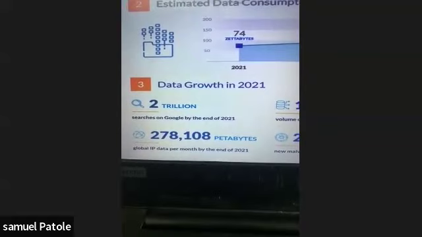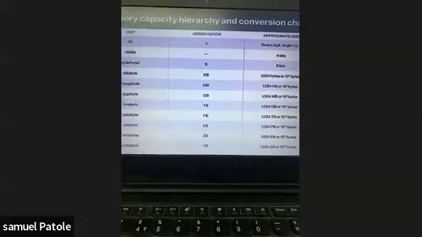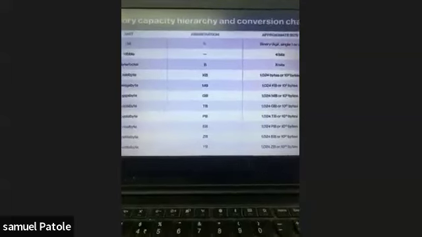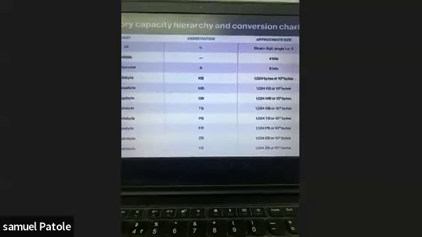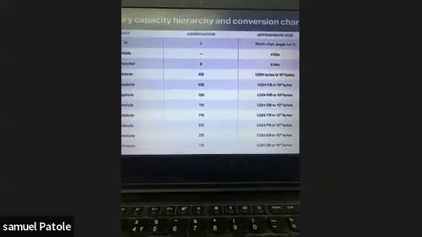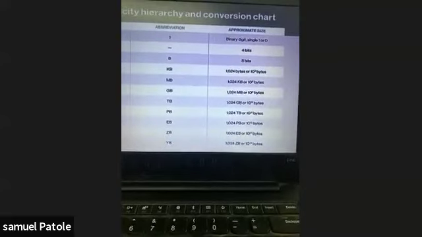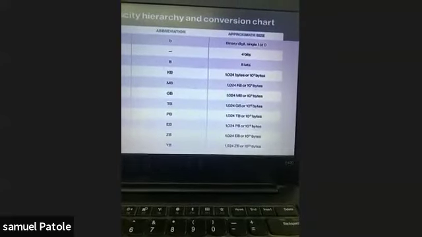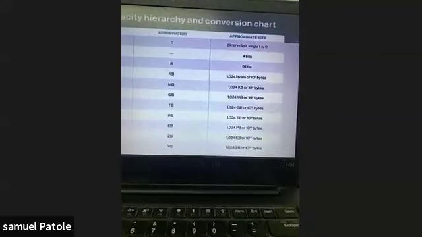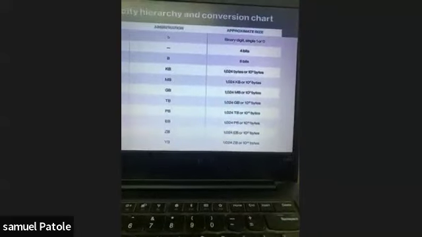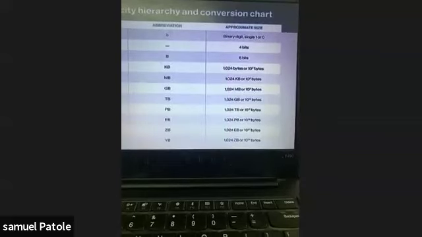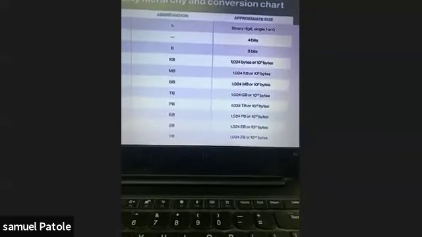But what kind of data? A byte is the unit of data that you are storing. One bit is 0 or 1. A nibble is 4 bits. 8 bits is called a byte. 1024 bytes are called a kilobyte. Then 1024 kilobytes is called a megabyte, and 1024 megabytes is called a gigabyte, that is GB.